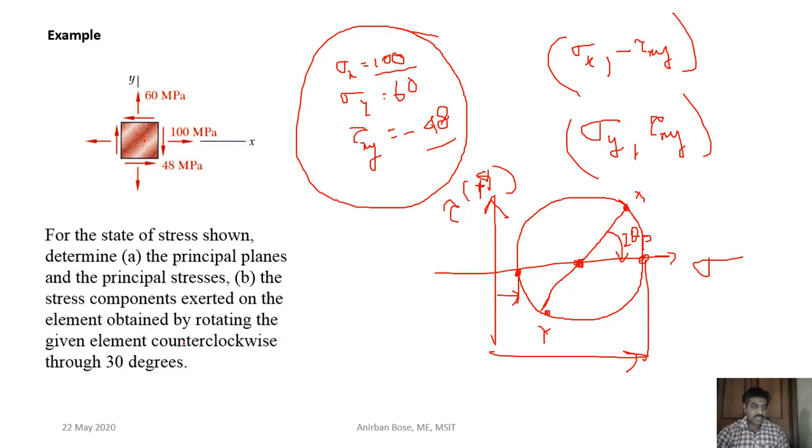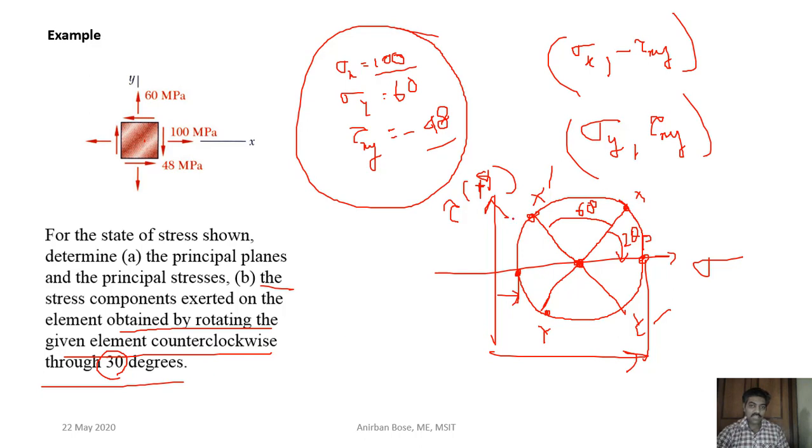And if the problem is to find the stress components exerted on an element obtained by rotating the given element counterclockwise through 30 degrees, then what will be the stress component? Counterclockwise, you rotate by 60 degrees on the Mohr circle, so just double of this. Okay, so you rotate by 60 degrees, then you come to this position, right? So this will be your x prime and y prime. That's all. This angle is 60 degrees, just double of this.